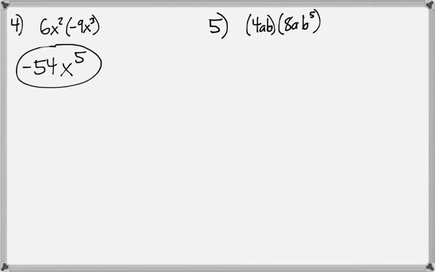Number 5, we have 3 parts because we have regular numbers, we have a's, and we have b's. With the regular numbers, it's 4 times 8, which is 32. The a's, if you don't see an exponent, it's an implied 1. So this is really a to the 1, b to the 1, and a to the 1 here. So whenever you don't see an exponent, it's implied to be 1. So a to the 1 times a to the 1 is a to the 2. B to the 1 times b to the 5th is b to the 6th. And that'll be your answer.